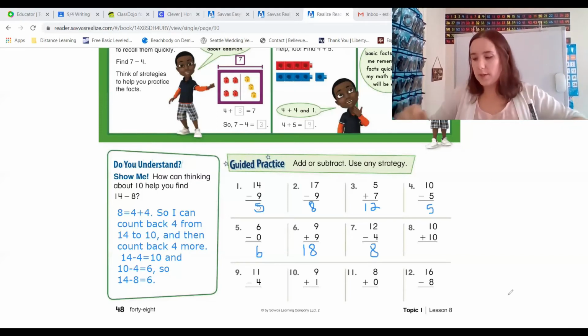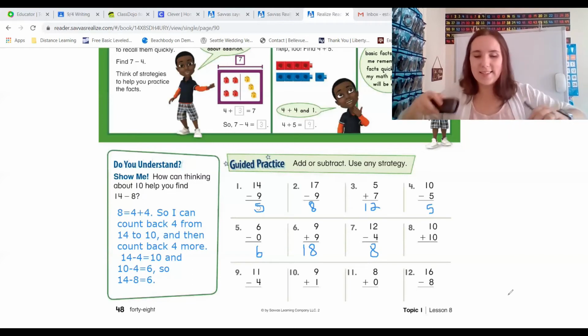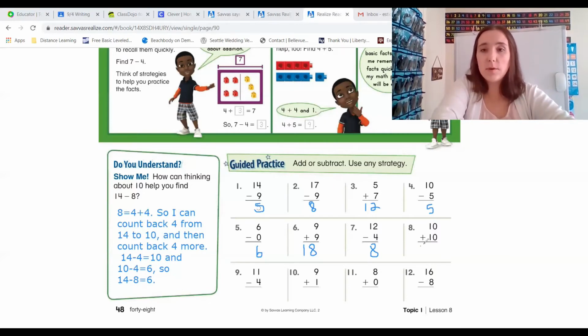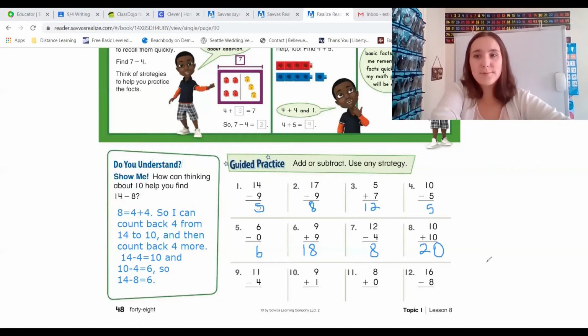Okay, let's look at number 8. This one's really easy, isn't it? We know the doubles fact 10 plus 10, don't we? Because that's 20, right? So that one should be nice and easy. Remember, you should definitely know your doubles facts so that way you can solve other problems too. Okay, we're going to turn the page and go do a couple more problems together.